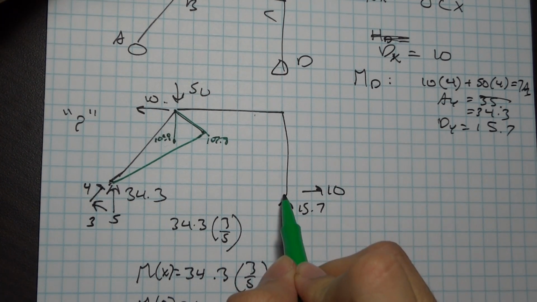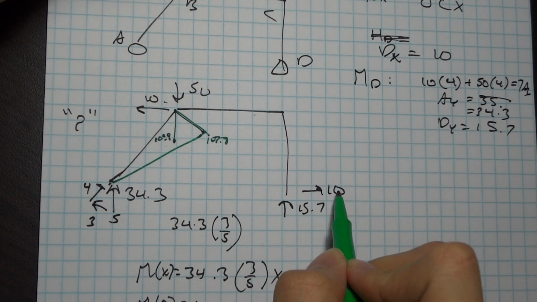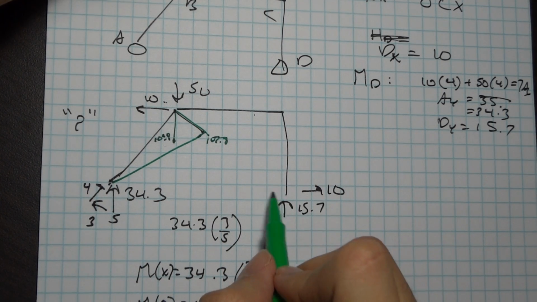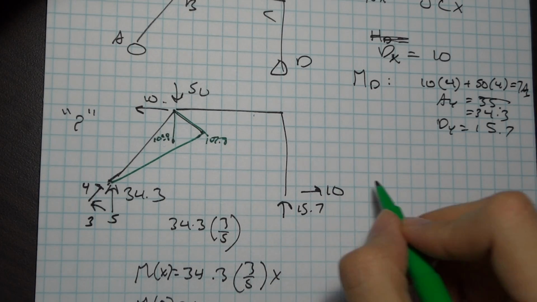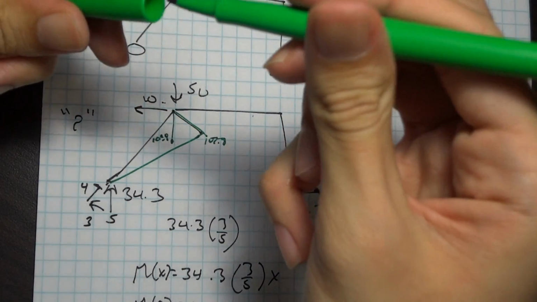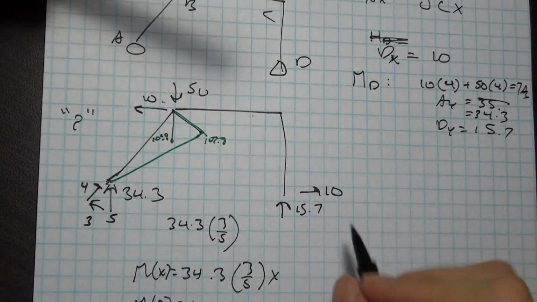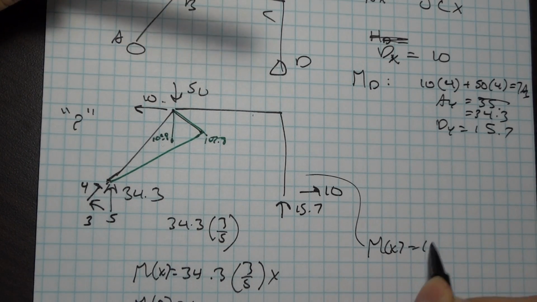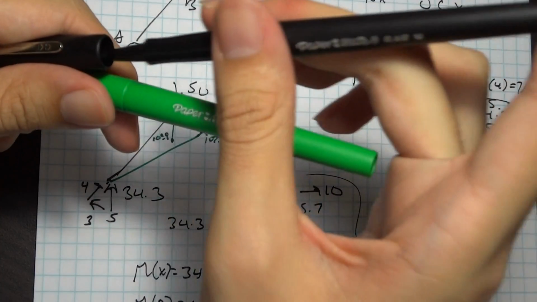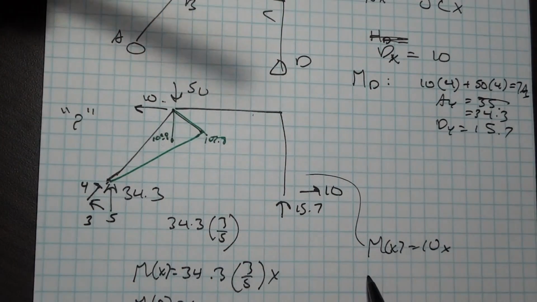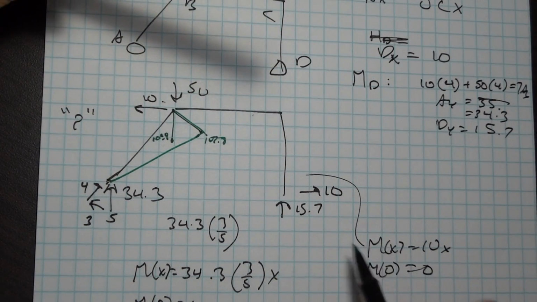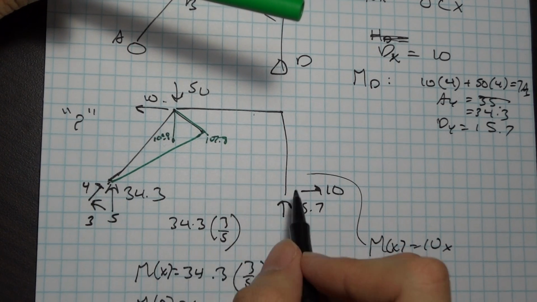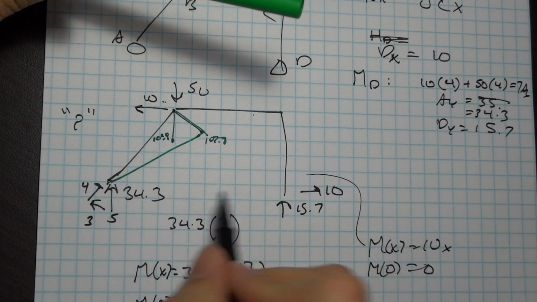Now let's look over at this side. This side I only have a force of 10. I only have a shear force of 10 here. So my moment equation in this arm equals 10x. So M of 0 is going to be 0 again, which is what you would expect, right? You expect it to be 0 where you have a pin or a roller or a free end, because there's nothing there that can support a moment.